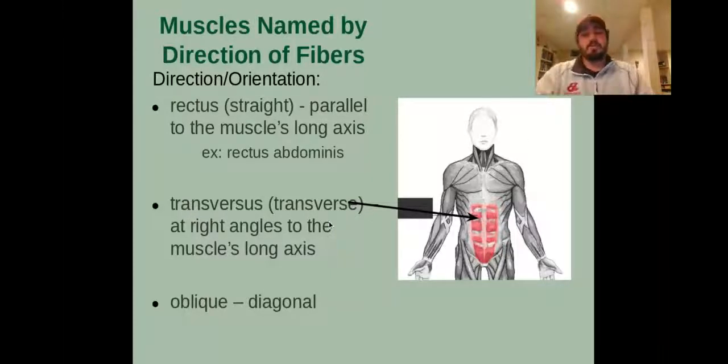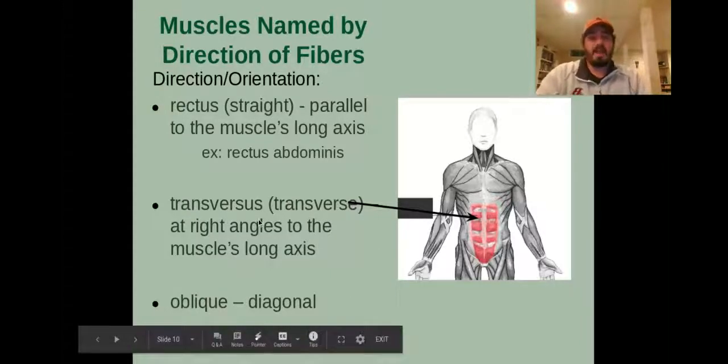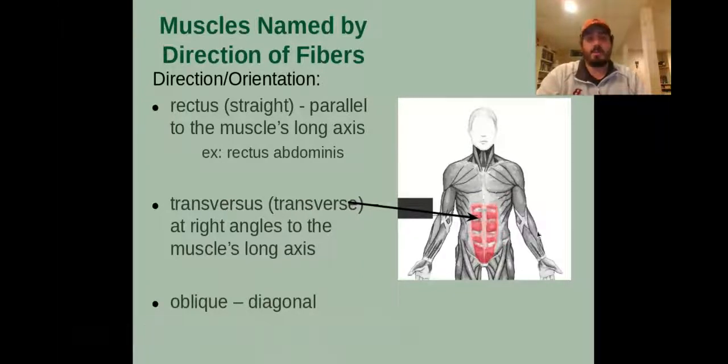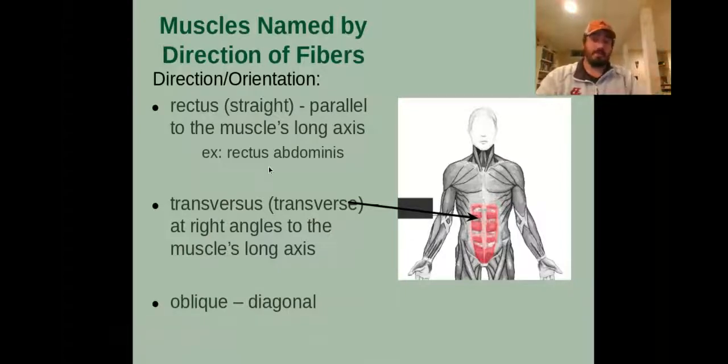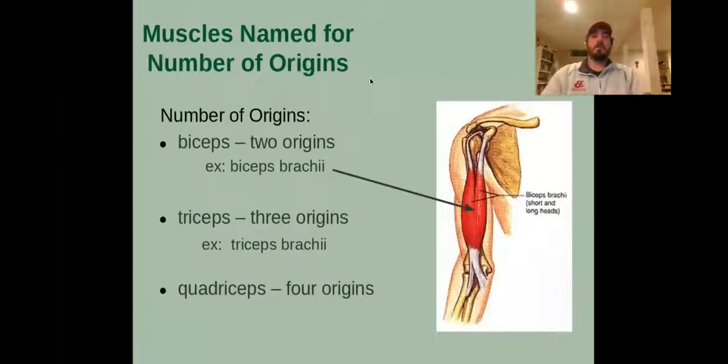So the transversus, right? It's transverse, or that transverse plane that goes across the body, all right, at right angles to the muscle's long axis. So this would be the long axis, so transverse, right? Rectus abdominis, all right? So rectus would be straight, so straight along the abdomen. Again, our obliques, okay, that come in on the sides. Oblique would be an angle. So direction or orientation.